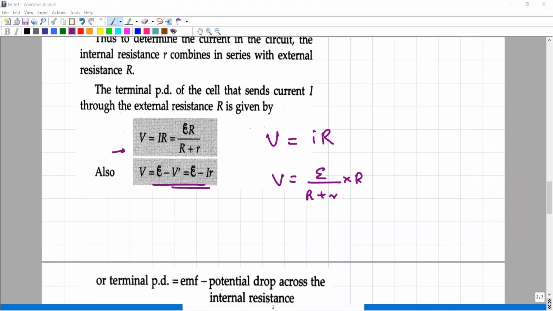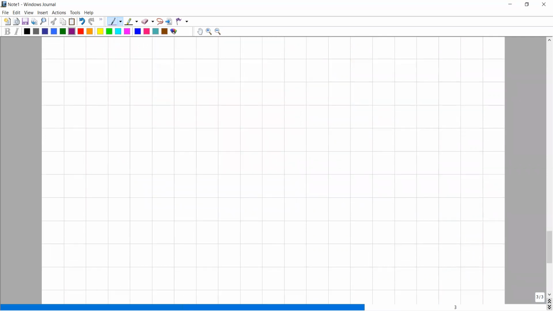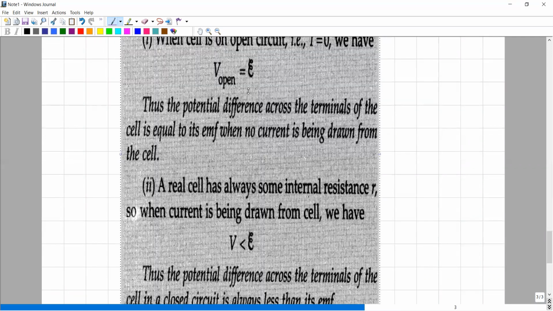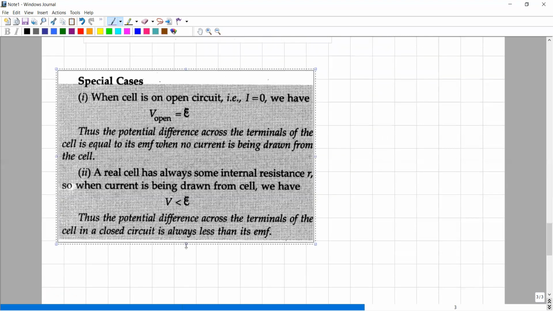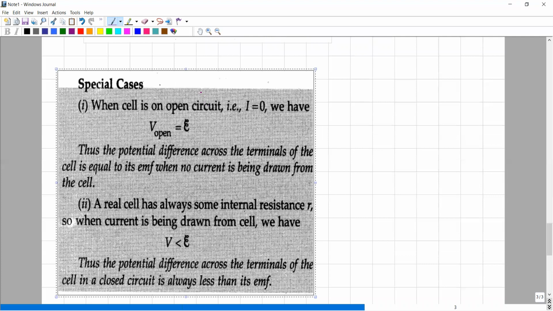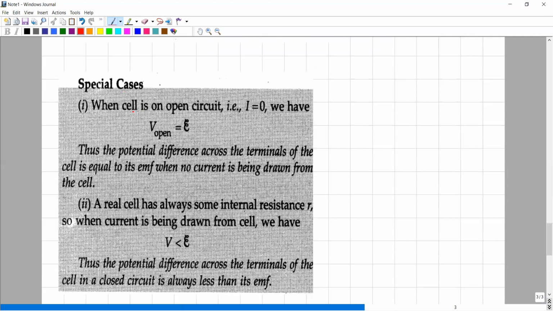Now we'll discuss the special cases. The first case is when the current is not flowing. Now when does the current not flow? When the circuit is open. In a closed circuit, current will flow, but in an open circuit, current will not flow. So when the cell is in an open circuit, the current is equal to zero.